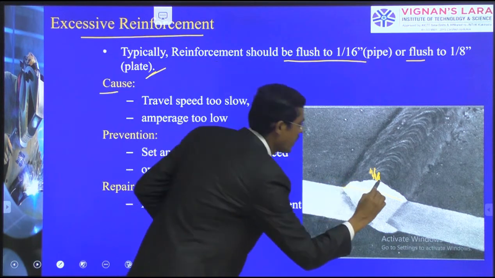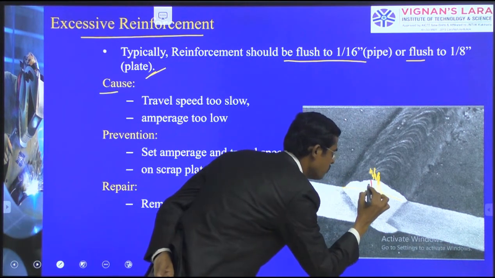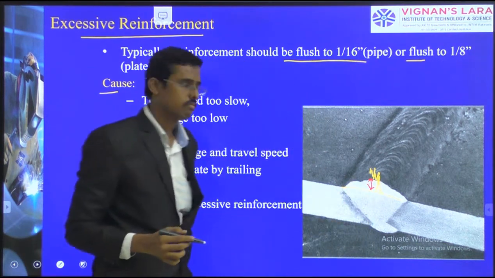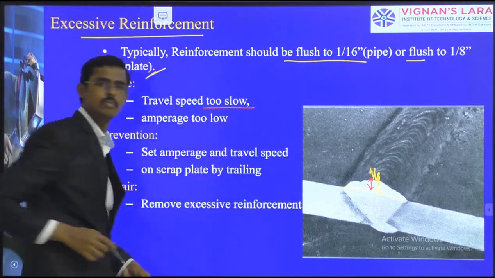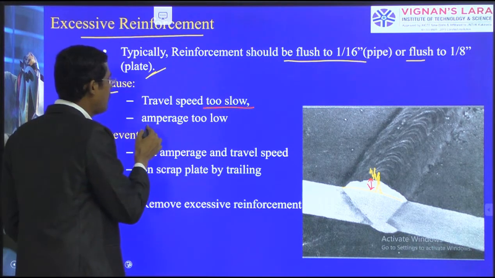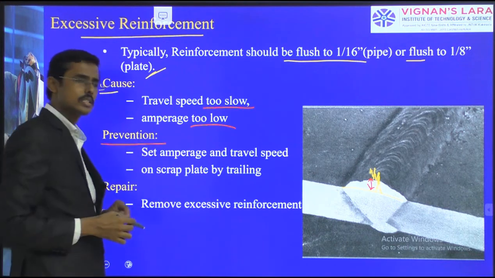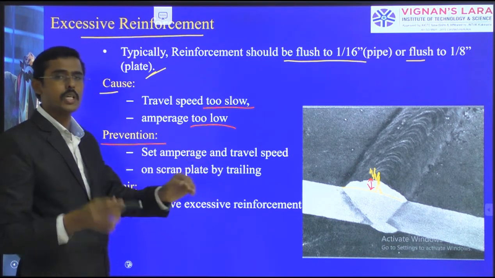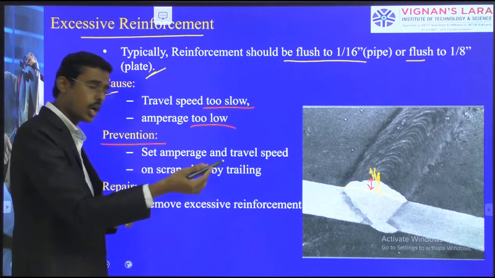This is the reinforcement height. This is the height, so this is extra. This is extra, and that is to be avoided. So if the travel speed is too slow, then we can tell the amperage is too low or high. Prevention: how can we prevent this? Set the amperage and travel speed optimum. That is how we can solve it.